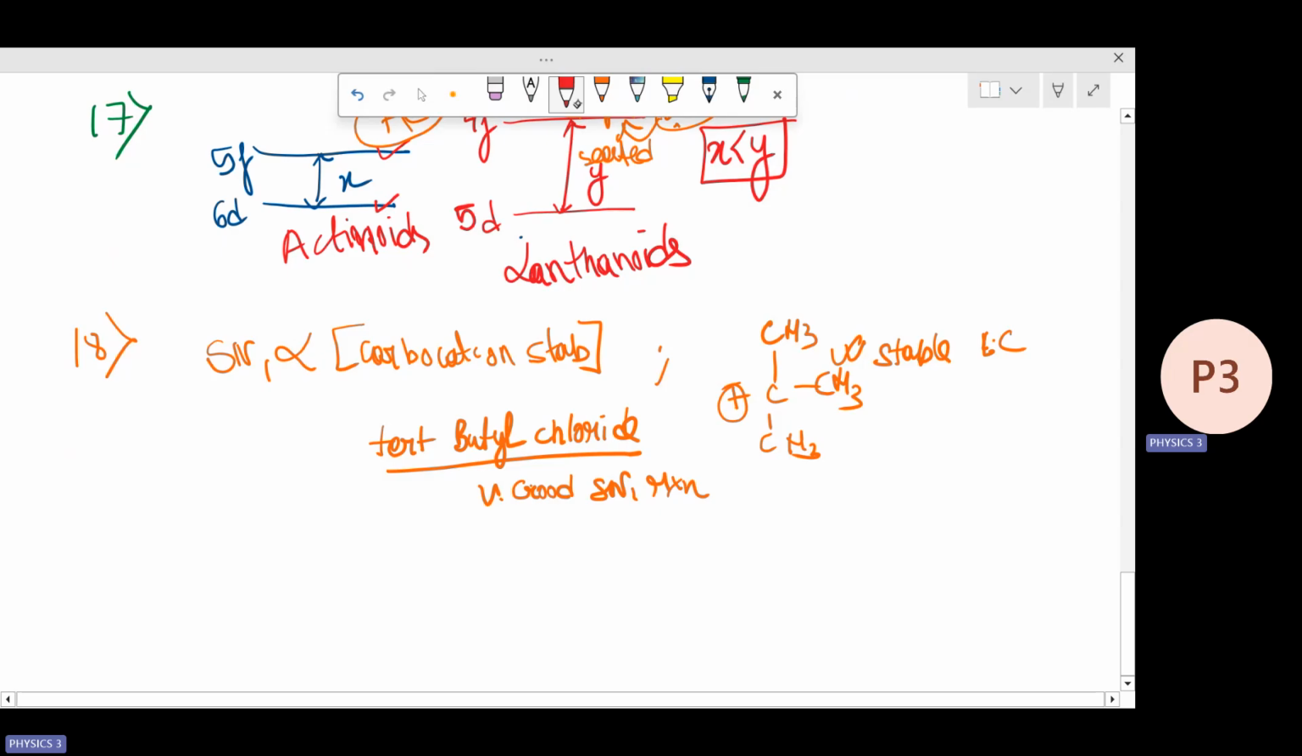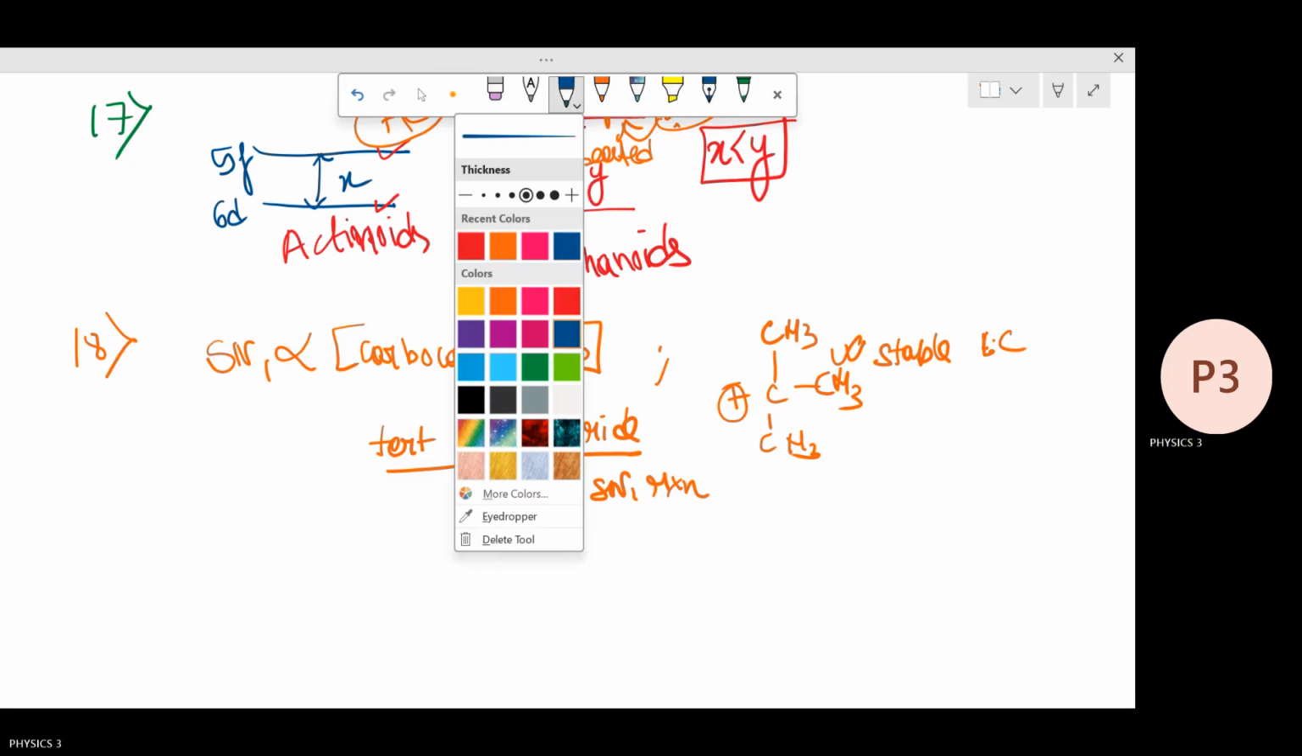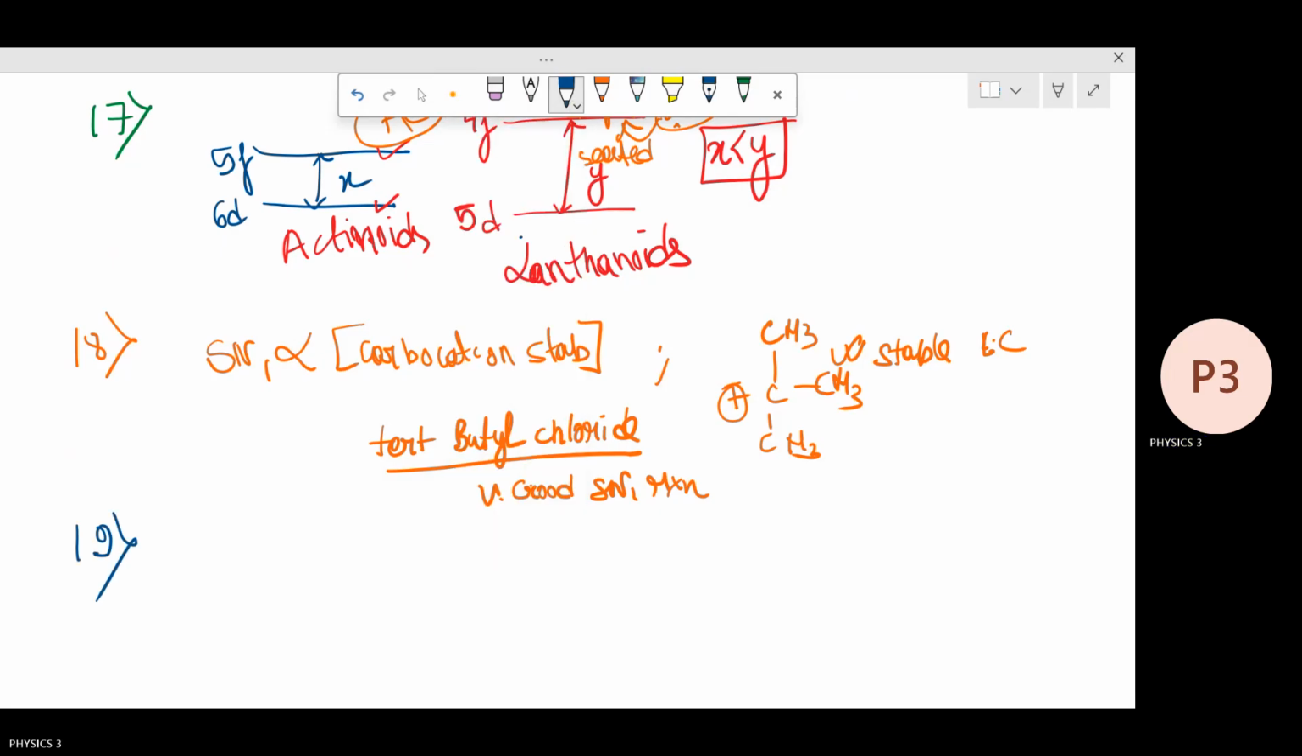Next, question number 19. In this question they are giving two statements. The limiting molar conductivity of KCl, a strong electrolyte, is higher than that of a weak electrolyte. The second is that molar conductivity decreases with decrease in concentration of electrolyte. First of all, let us solve the first statement. The limiting molar conductivity of KCl is higher than that of CH3COOH.